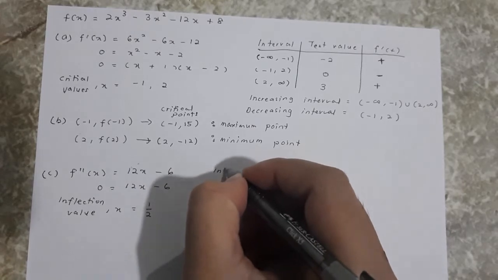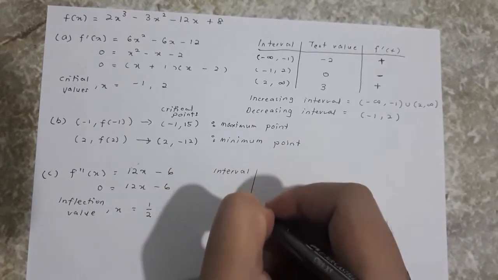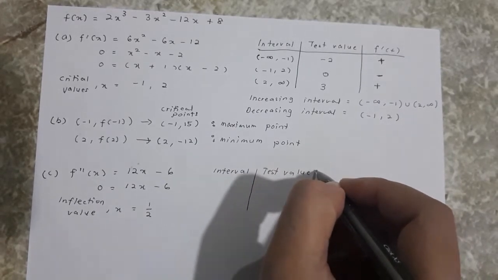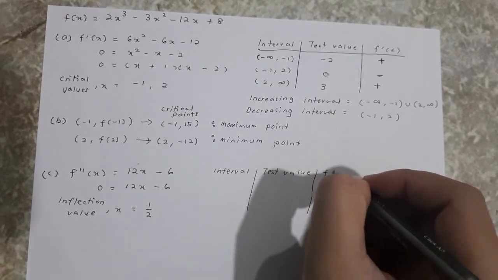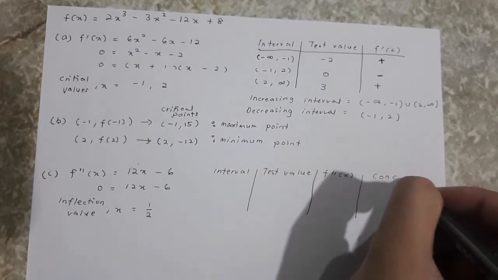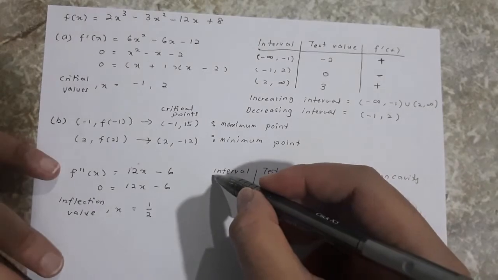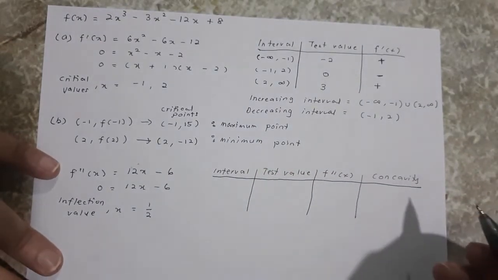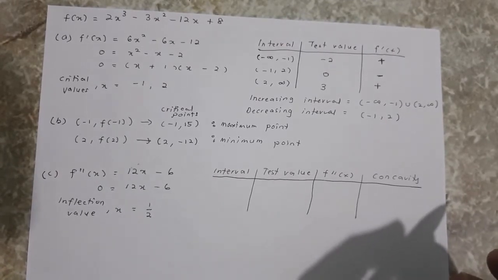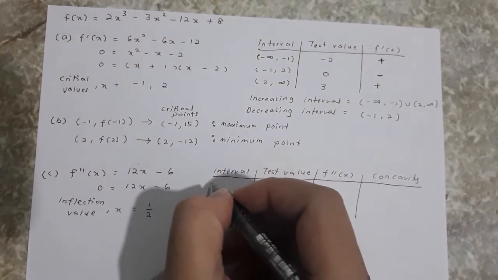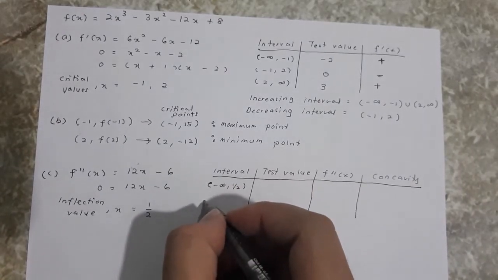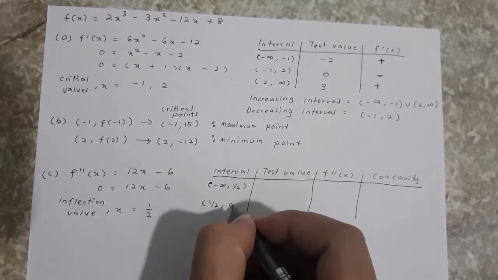From the inflection value, create another table of 3 columns. Column 1 for the interval. Column 2 for test value. Column 3 second derivative, and the last column for concavity. Interval always start from negative infinity and ends with positive infinity. So first interval negative infinity to 1/2. Second interval 1/2 to positive infinity.